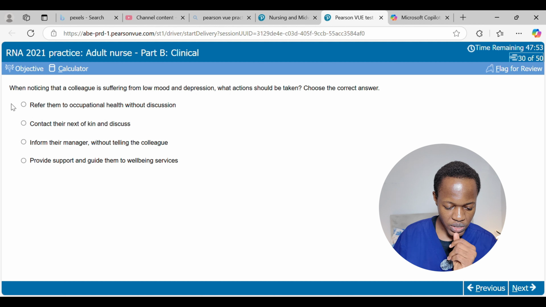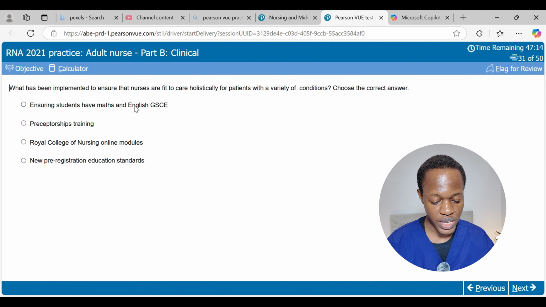When noticing that a colleague is suffering from low mood and depression, what actions should be taken? Choose the correct answer. Been implemented to ensure that nurses are fit to care holistically for patients with a variety of conditions. Choose the answer. Ensuring students have maths and English, preceptorship trainings. Yeah, it should be preceptorship trainings.